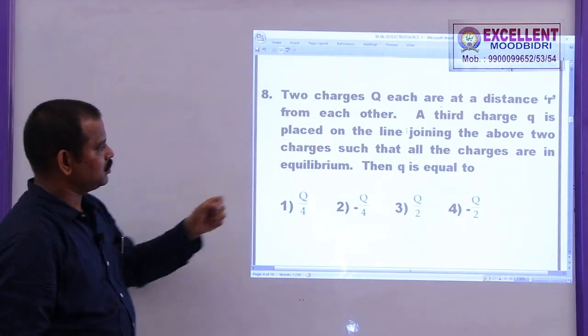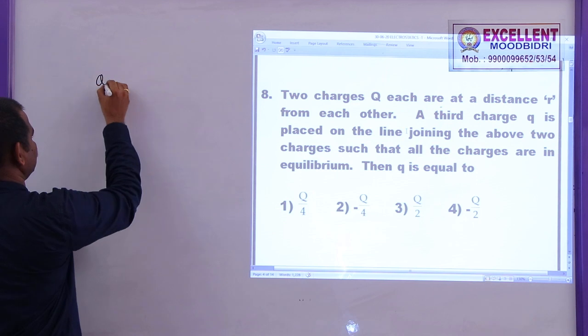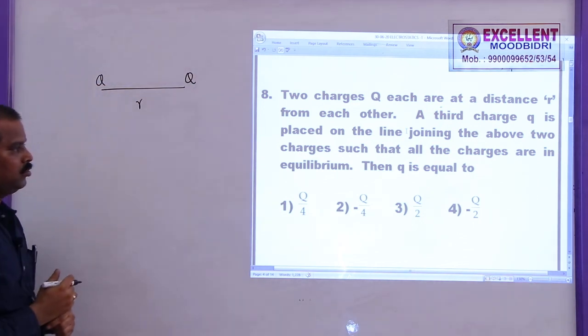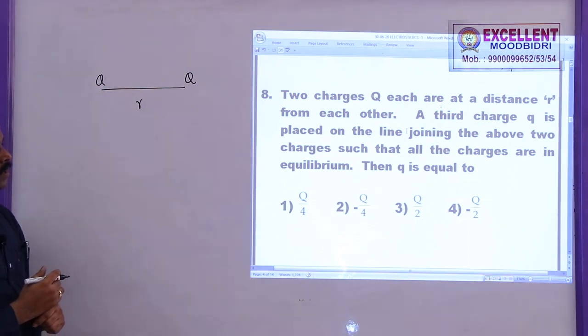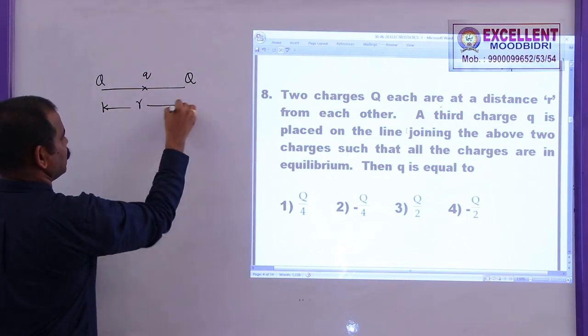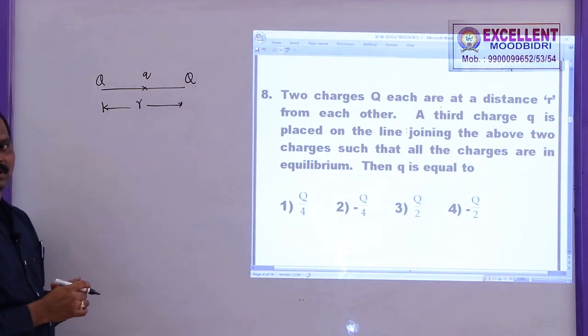Two charges plus q, each a distance of r. This is q, this is q, and the distance between these two is r. A third charge is placed on the line joining the two charges such that the three charges are in equilibrium. So one more charge is placed here such that all three are in equilibrium.